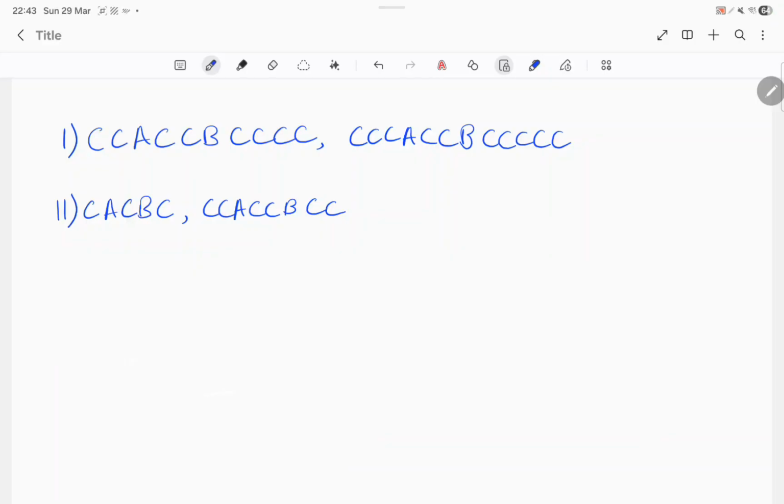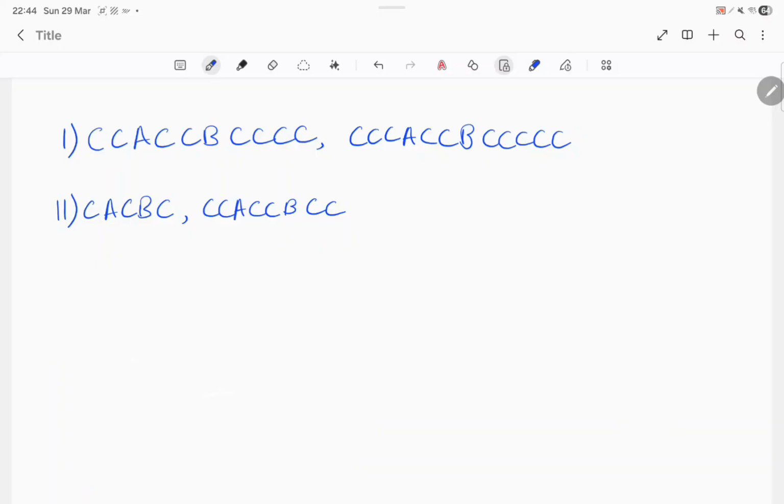Let's get started with question 1. Firstly, we'll just give 2 examples of sequences that can be formed. One example is CCA, CCB, CCCC, formed by 2 of the first given row. And then a second example is CCC, A, CCB, CCC, CC, which is formed by combining the 2 base rows.